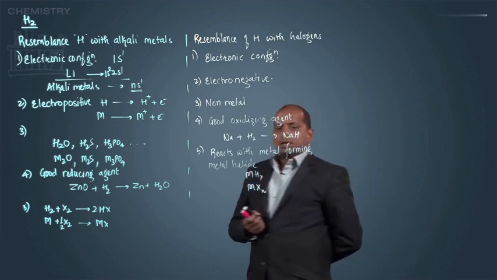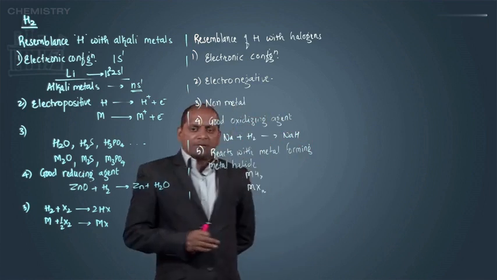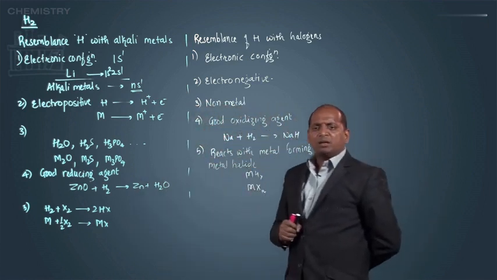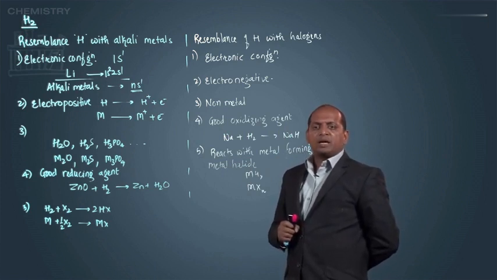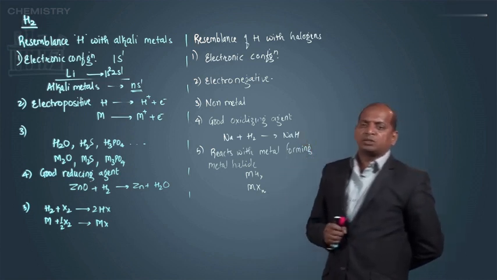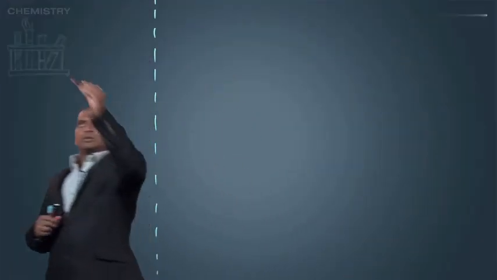So this is the introduction part of hydrogen. Free hydrogen is not available in nature because it is highly reactive. It is always found in the form of compounds, and a very famous compound of hydrogen is water. So guys, now we are going to discuss the isotopes of hydrogen.